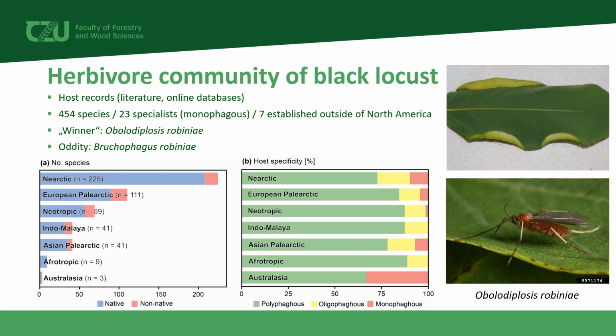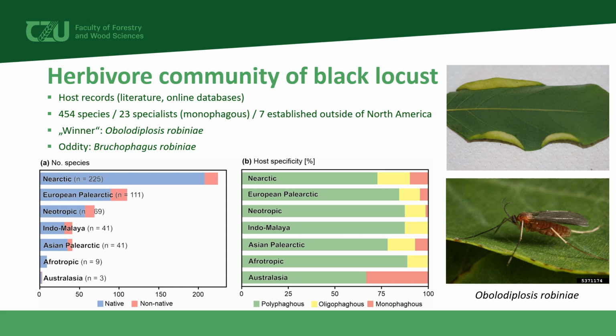Among these species, 23 are considered monophagous, or as we call them for our purposes, black locust specialists, 7 of which have successfully established outside of the Nearctic region. One of these species, the seed predatory wasp Bruchophagus robiniae, was only recorded in Central Asia, where it was first described, though because of its host specificity, the Nearctic origin is assumed.